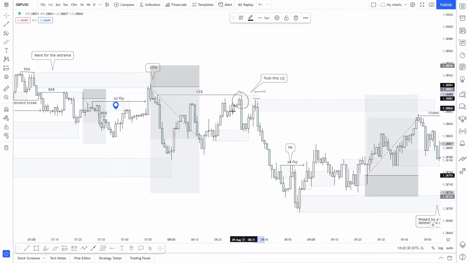Because we do not expect price to basically go above that. In this case, we could have gotten a stop loss somewhere around here, just to keep in mind that price could easily go up, take the liquidity, and then continue to fall, right? But usually you wouldn't expect price to go above that area, right?